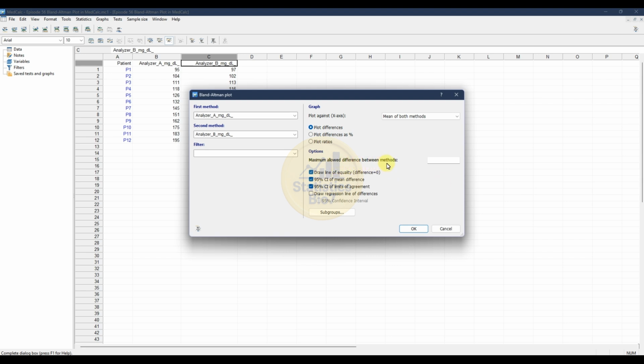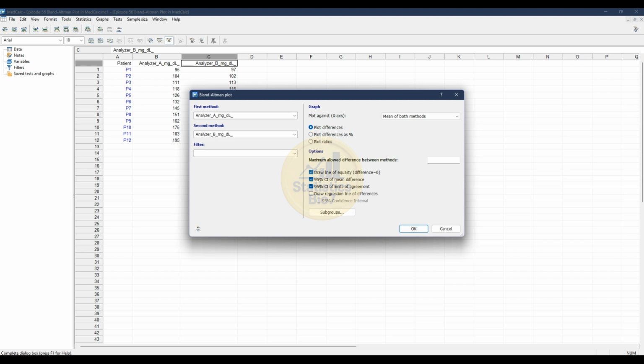Then the next one is the options. Maximum allowed difference between the methods: this is where you enter the maximum clinically accepted difference, for example plus or minus 100 milligrams per deciliter. It is useful for deciding whether the methods agree sufficiently for clinical use. The next one is draw line of equality, difference equal to 0. This adds a horizontal line at 0 difference to easily visualize perfect agreement. This is also recommended for our analysis.